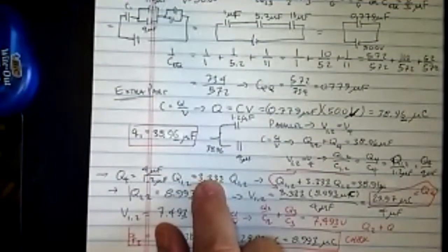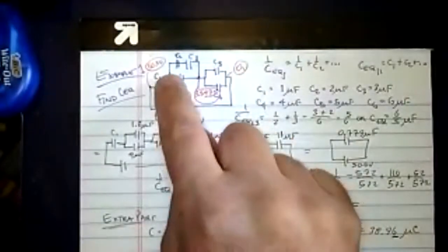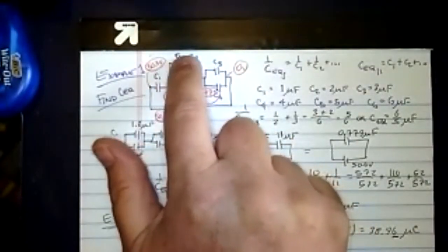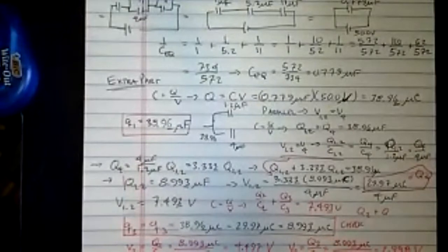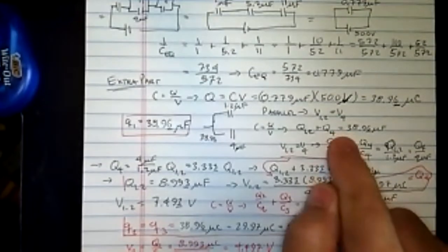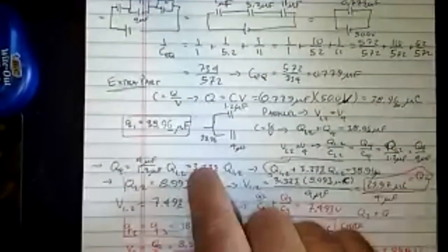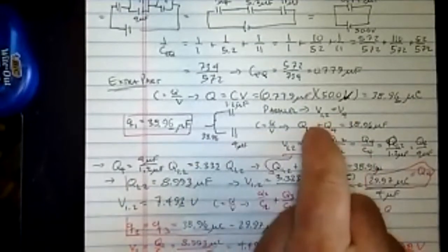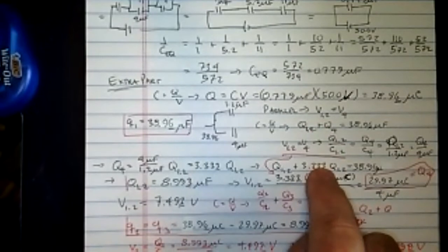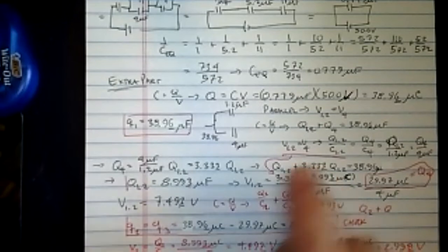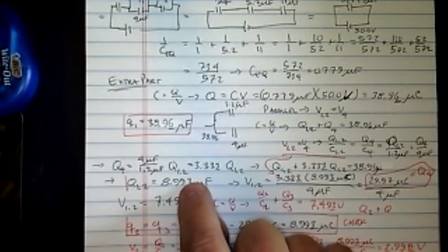But I also knew that charge had to be conserved. So if 38.96 microcoulombs goes there, whatever part goes here plus whatever part goes here has to add up to 38.96. So that's where I got the other equation, which was Q1.2 plus Q4 has to equal 38.96. So then when I just plug this into that, I got this. Notice that's the 3.333 times Q12. That allowed me to solve for Q12, which was 8.993 microcoulombs.